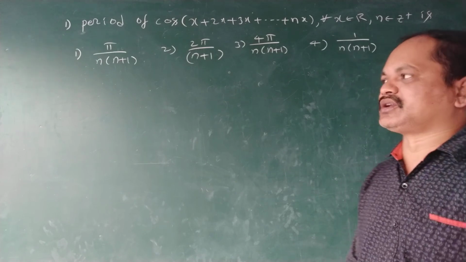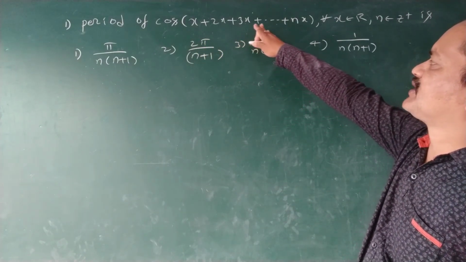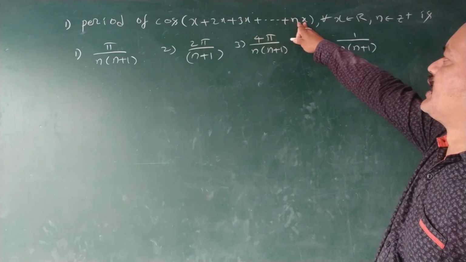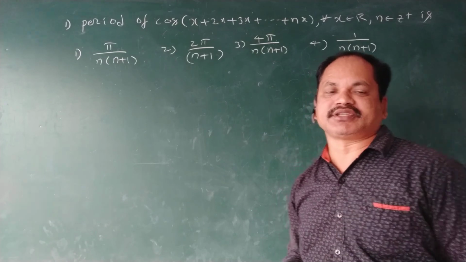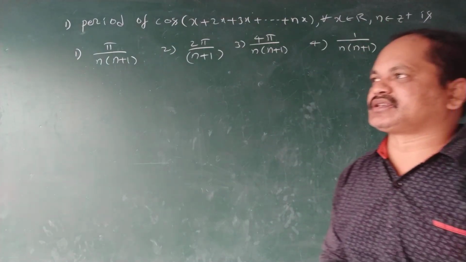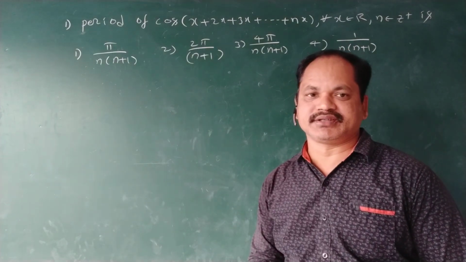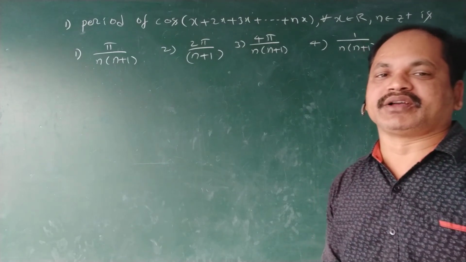Now observe the question, all of you. The period of cos(x + 2x + 3x + so on up to nx) for all x belongs to R, where x is in the real number set, and n belongs to Z+, n is a positive integer, Z+ means positive integers. That's why first we have to take the function.